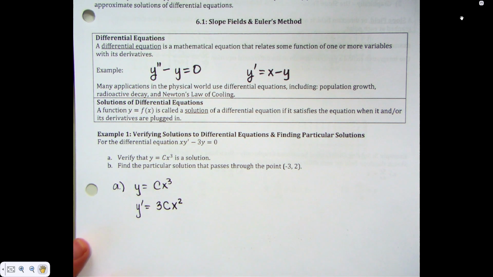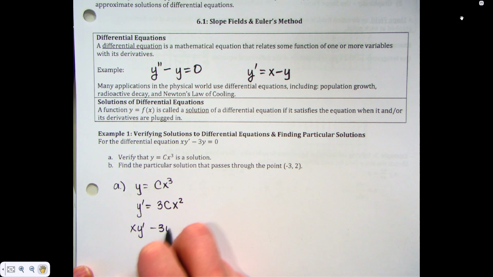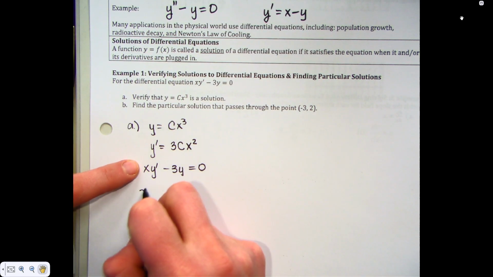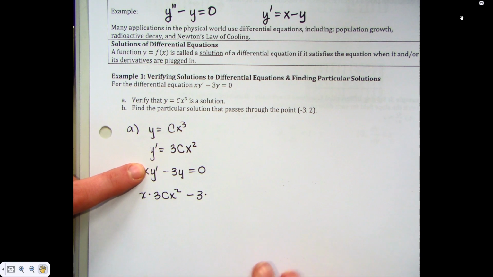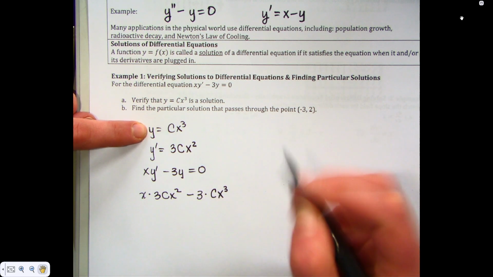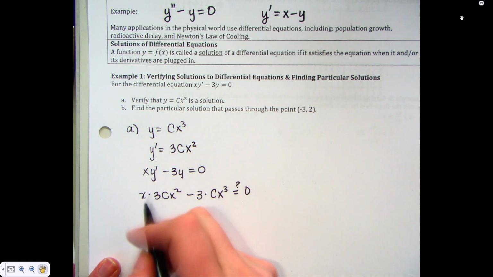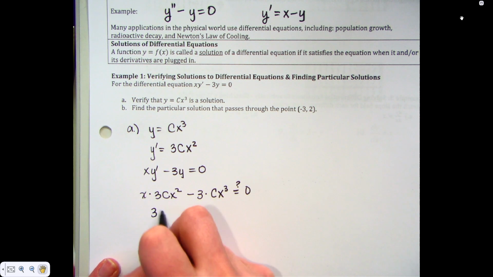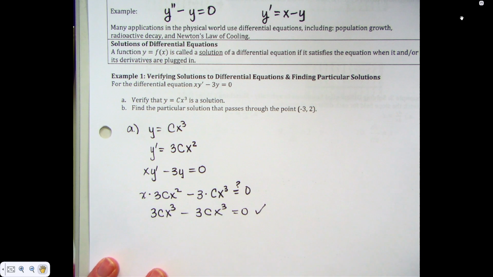And I would go back to my original formula, xy prime minus 3y equal to 0, and I would see if things worked, right? X is just an x. Y prime would be 3cx squared minus 3, and instead of calling it y, let's call it according to x's. So cx cubed, and we are essentially saying, is this truly equal to 0? Well, do the multiplication, right? X times x squared, that would be 3cx cubed minus 3cx cubed. We have a true statement.